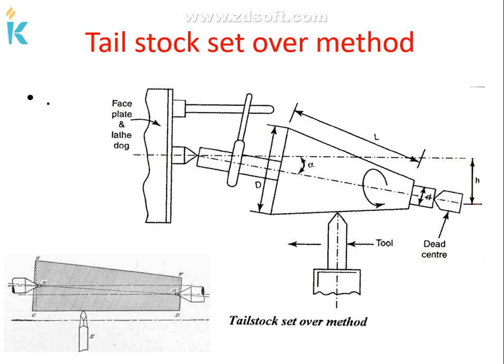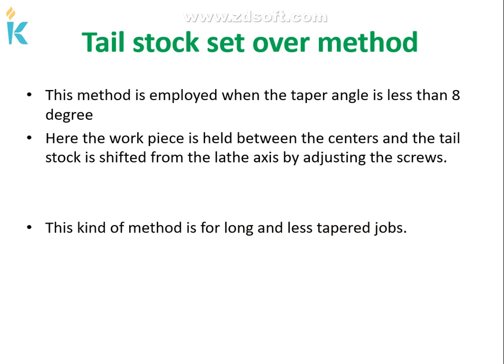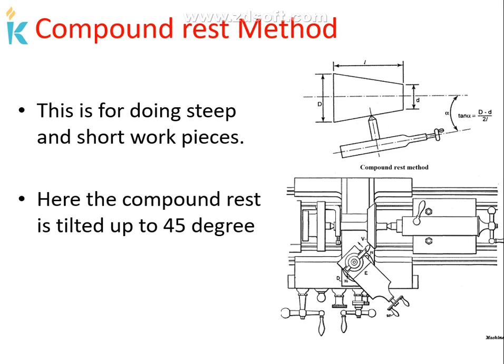Then the tool is fixed below the workpiece. So this kind of method is only for long and less tapering jobs. We cannot produce more than 8-degree taper in this method. Then another method is the compound rest method. This method is for doing steep and short workpieces. So we can produce up to 45-degree taper in this compound rest method, but we cannot do larger workpieces. It is only for short workpieces.